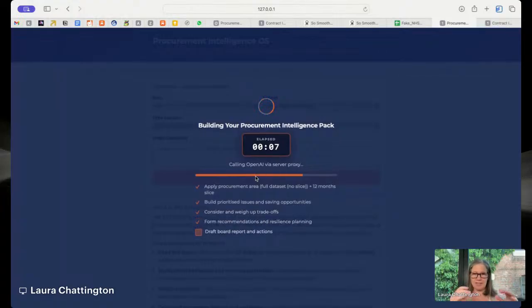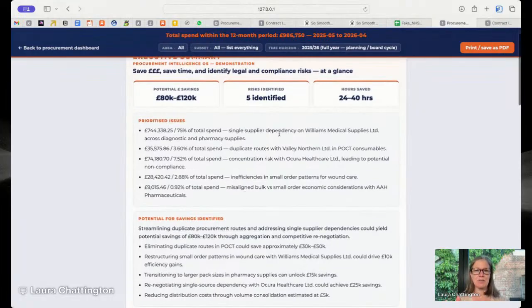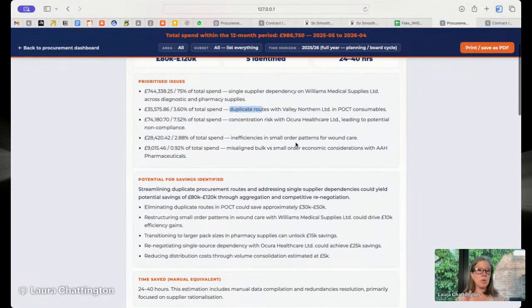It's looking at 12 months. It's prioritizing the issues and saving opportunities. It's actually a live AI, running with an API in real time. So in this example data of nearly £1 million spend, it's identified 80 to 120K worth of budget, with 5 risks identified and hours of saved time. And it's looking at things like single supplier dependency, duplicate routes, inefficient small order patterns.